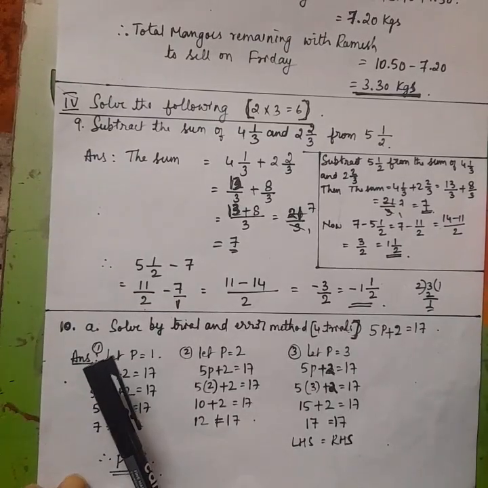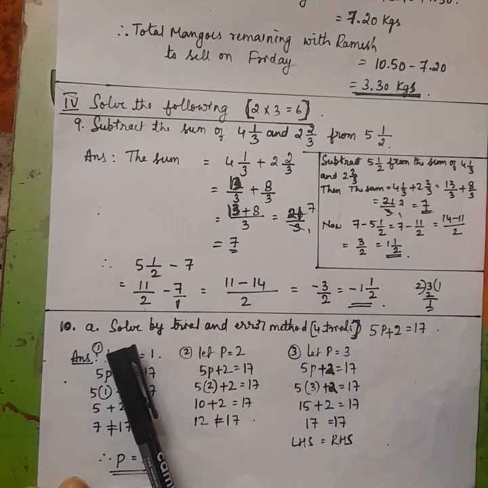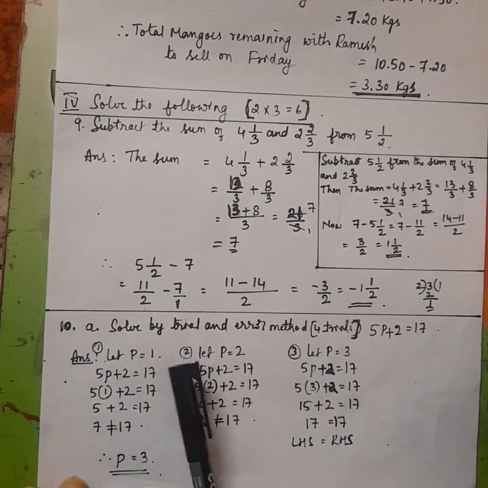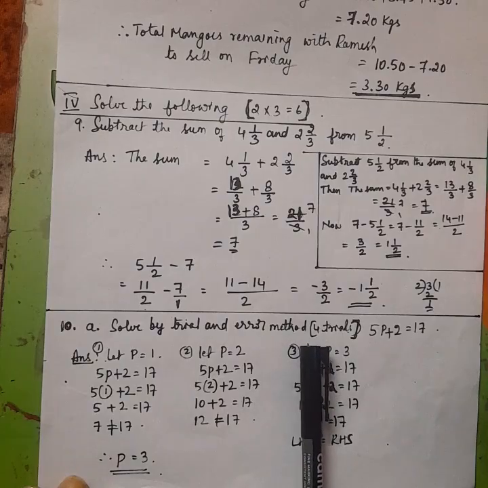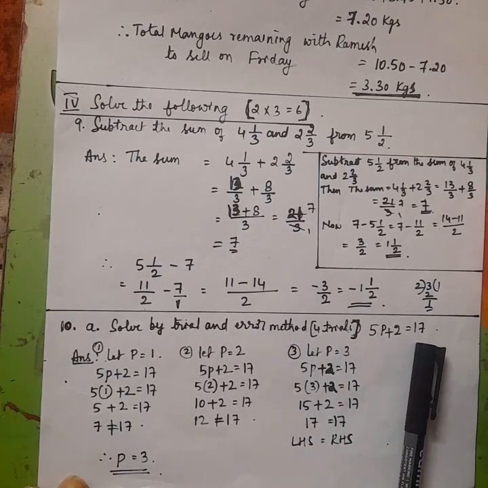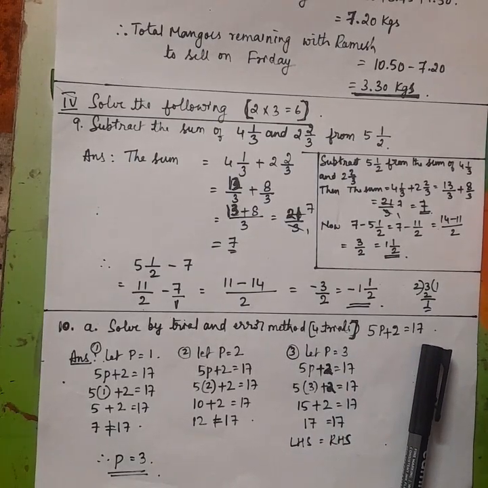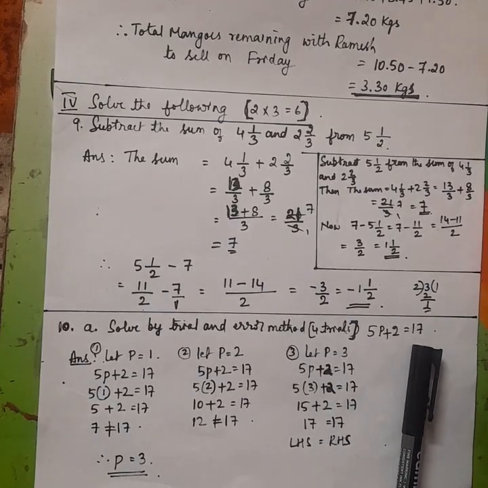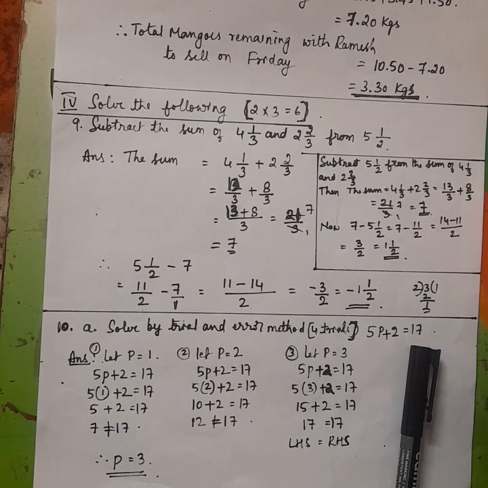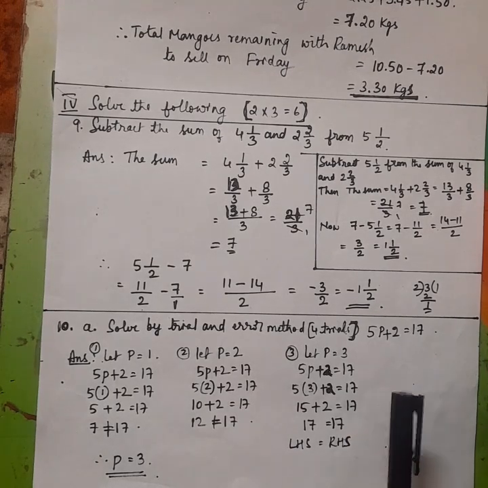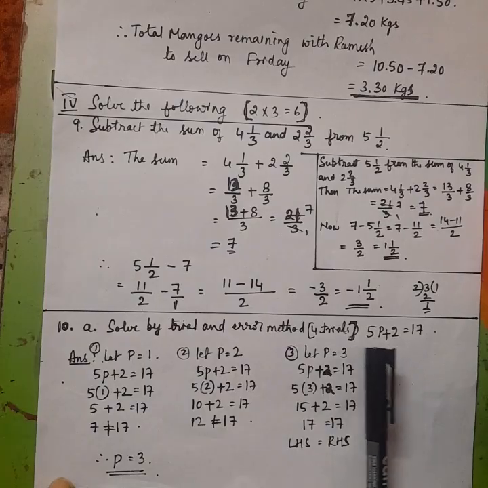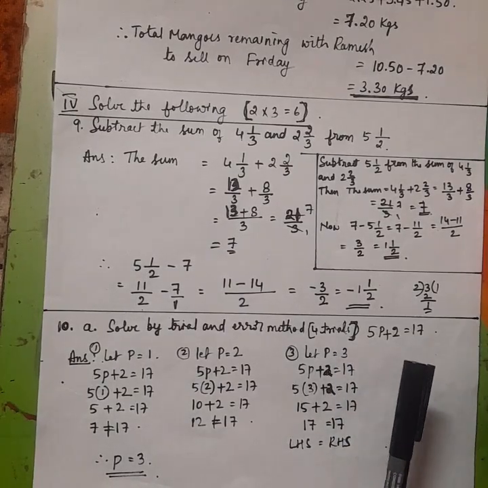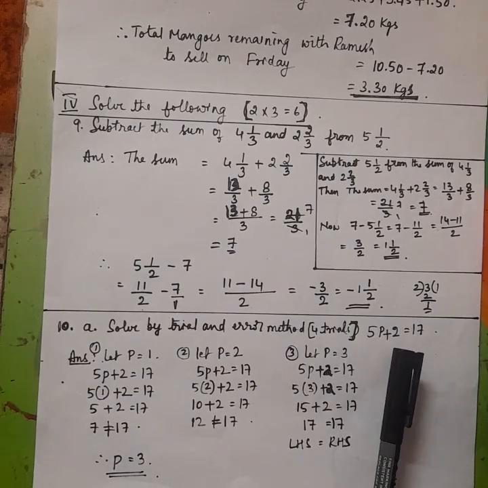Now next the question is number 10. In that there are two questions. Sub question A, solve by trial and error method, 4 trials, 5p plus 2 is equal to 17. Now we have to solve this question so that the left hand side of the equation is equal to the right hand side of the equation, because they have given the equation. So here we have to solve by trial and error method. First you have to put 0 and then 1, then 2 and 3.